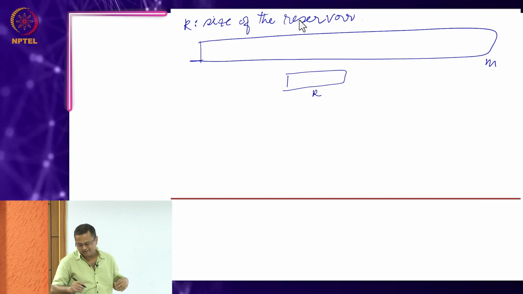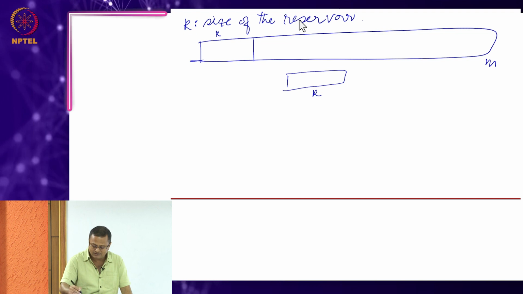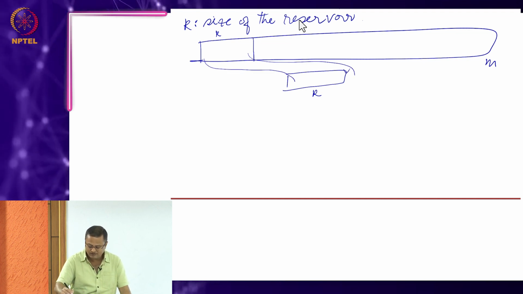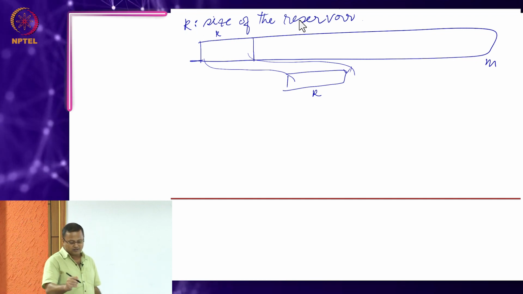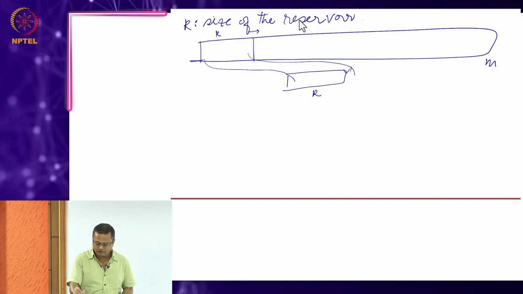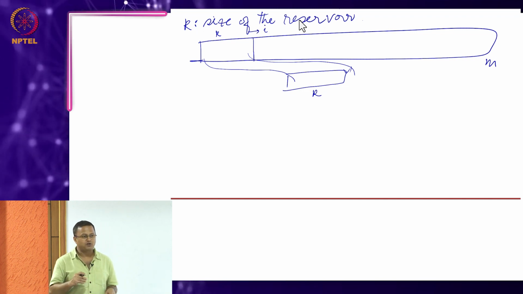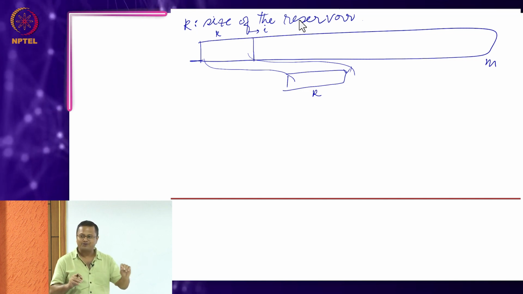Swap with. See, the first part is easy. For the first k elements in the stream, just copy it, right? So think of an i which kind of loops over this. So i equals 1 to k, our life is pretty smooth. See an element, put it into the reservoir.